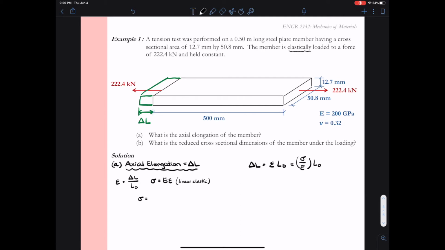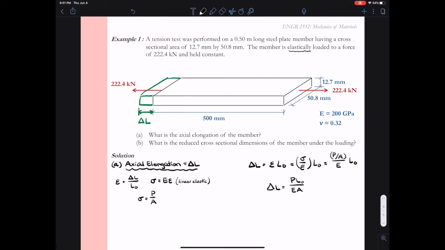Now, I'm not given any information about the stress either, but we recall that stress is equal to P over A. And so we have an applied force. We also have the dimensions for the cross-sectional area resisting the applied force. And so if I substitute P over A for sigma, I now have an equation for delta L in which I know all the variables. So I'm going to just go ahead and rewrite this. Delta L is now P times L0 over E times A.